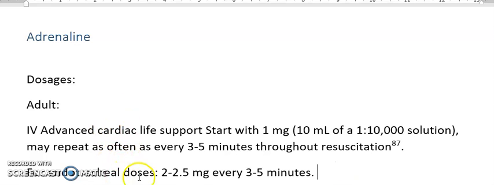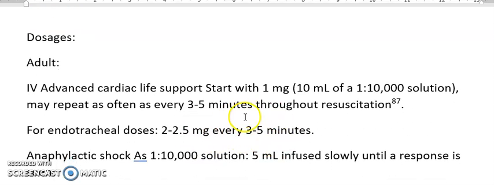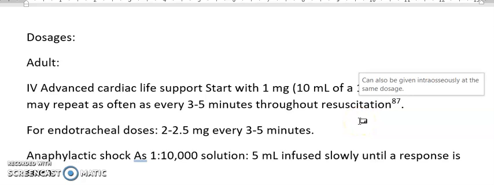For endotracheal doses, we can give 2 to 2.5 milligrams every 3 to 5 minutes. So again, 2 milligrams after 3 minutes, 2 milligrams after 3 minutes, 2 milligrams, or after 5 minutes, 2 milligrams.